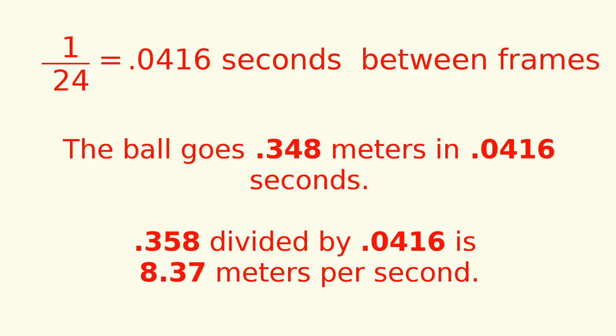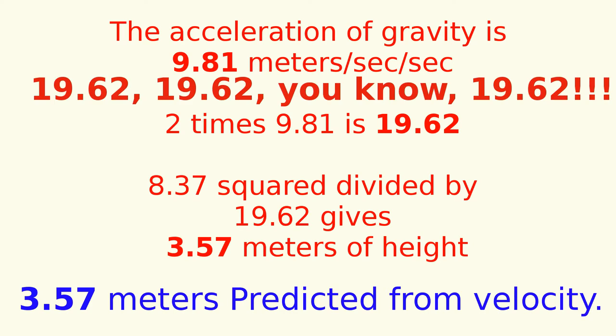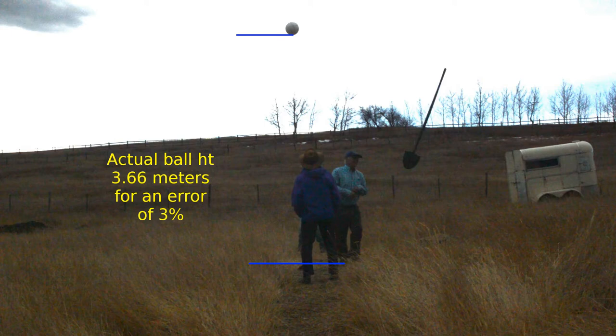At 24 frames per second, there is 0.0416 seconds between frames. The ball went 0.38 meters in 0.0416 seconds for 8.37 meters per second. Plugging this in the formula, 8.37 squared divided by 19.61 gives 3.57 meters for the ball height. Here is the height measured from the picture, 3.66 meters. Given the crudity of the system, this is a great result.